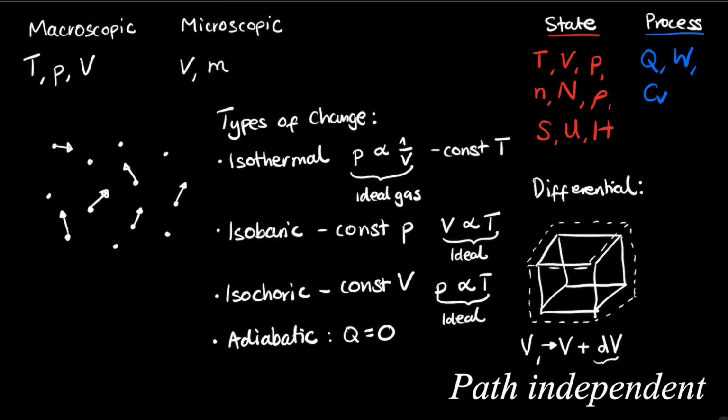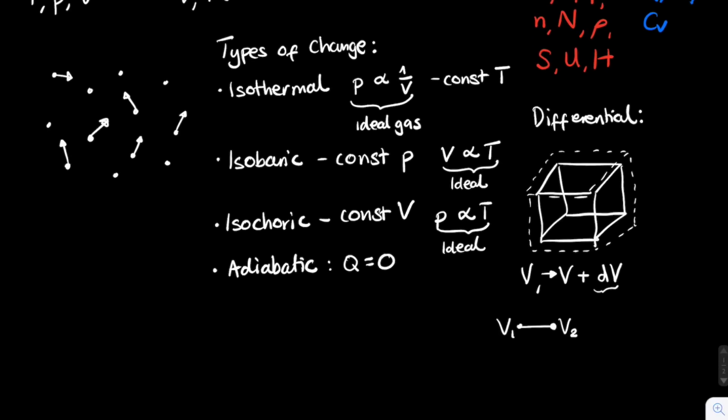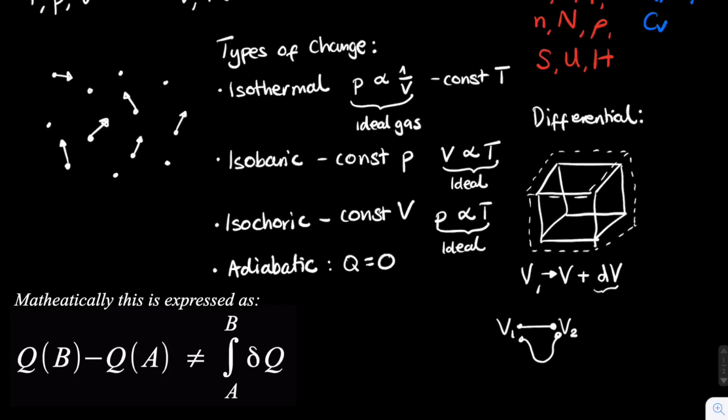So it's like the way in which you get from volume, so let's say you've got two volumes, volume 1 and volume 2. Let's say you get there from here to here. It doesn't matter how you get there. The value will be the same if you get there using this path or using that path. The change in volume, V2 minus V1, is the same. However, an inexact differential is one which is path dependent.